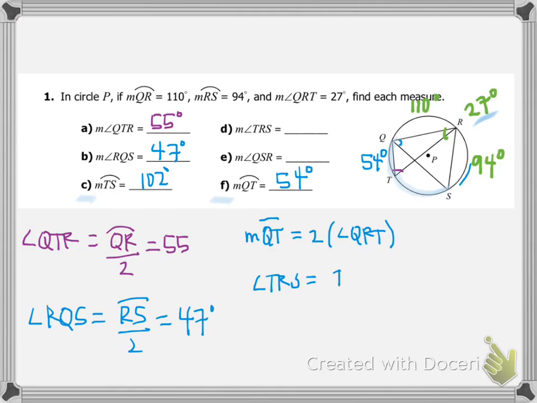Now if I wanted to find angle TRS, the measure of TRS is going to be 1/2 of arc TS. So 102 divided by 2 is 51. And then the measure of angle QSR is also going to be 1/2 of that 110, so that's going to be 55.